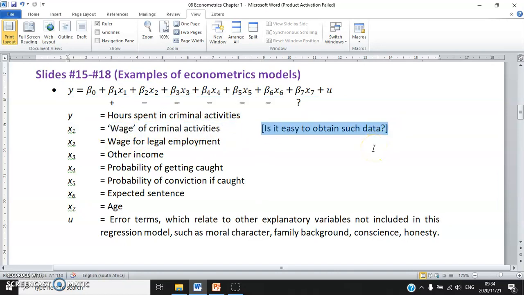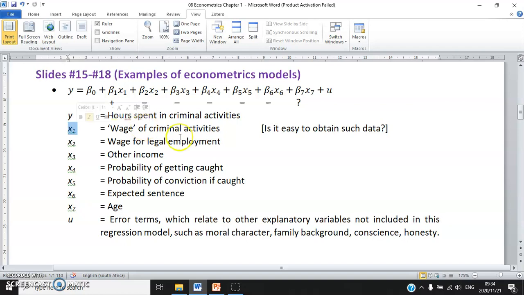Is it really easy to obtain such data? I doubt. So I think in reality, when we run this regression, we are most unlikely to be able to include X1 because it is so difficult to capture data on X1. Wage of criminal activities. I can't think of any institutions like Statistics South Africa that release data on wage of criminal activities.